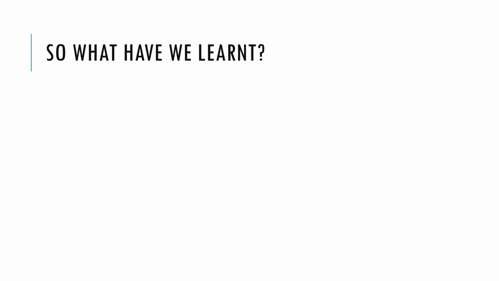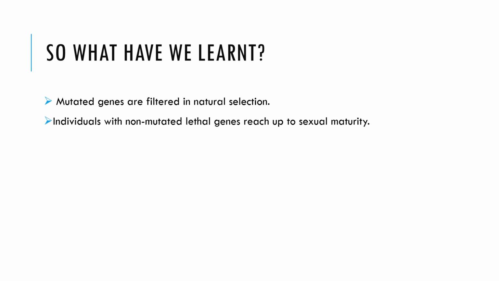So what have we learned from all this discussion? See, mutated genes are filtered in natural selection. So, in case of lethal genes, the mutated genes are filtered in natural selection. Those individuals which have those mutated or damaged genes do not survive till reproductive age. If they do not survive sexual maturity, they won't be able to reproduce. So if they are not able to reproduce, they won't have progeny, and so those mutated genes won't be propagated in the population. That is how nature works.